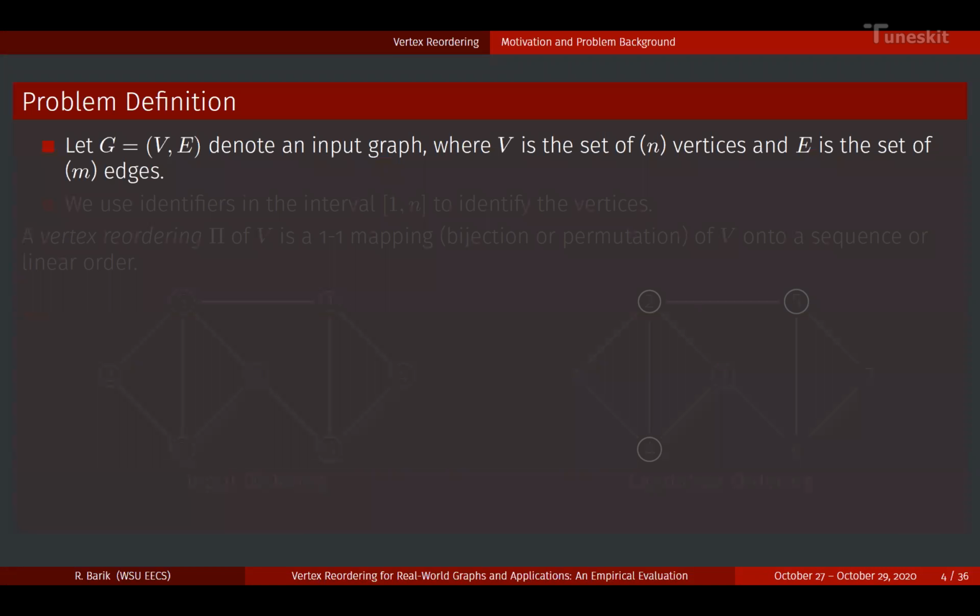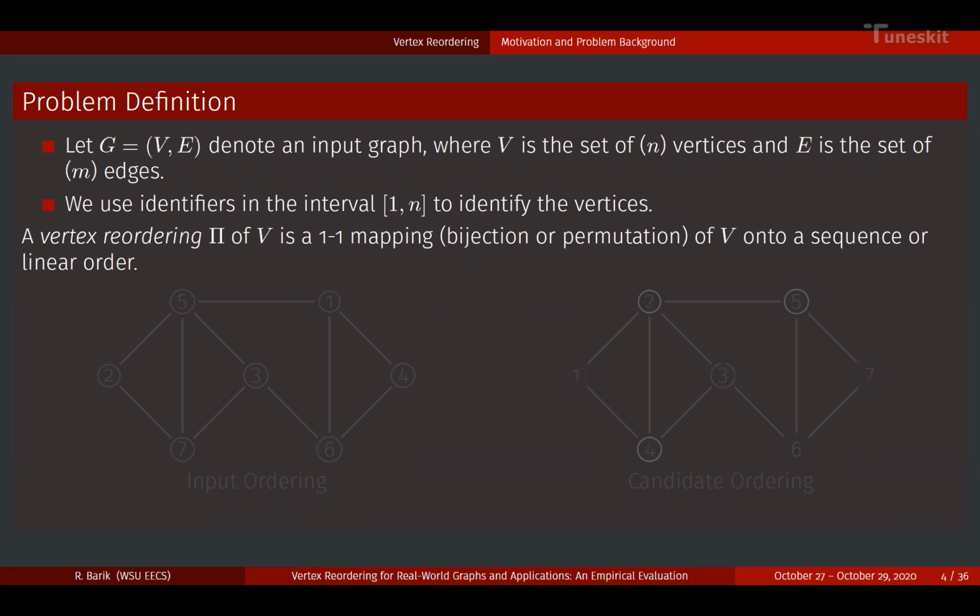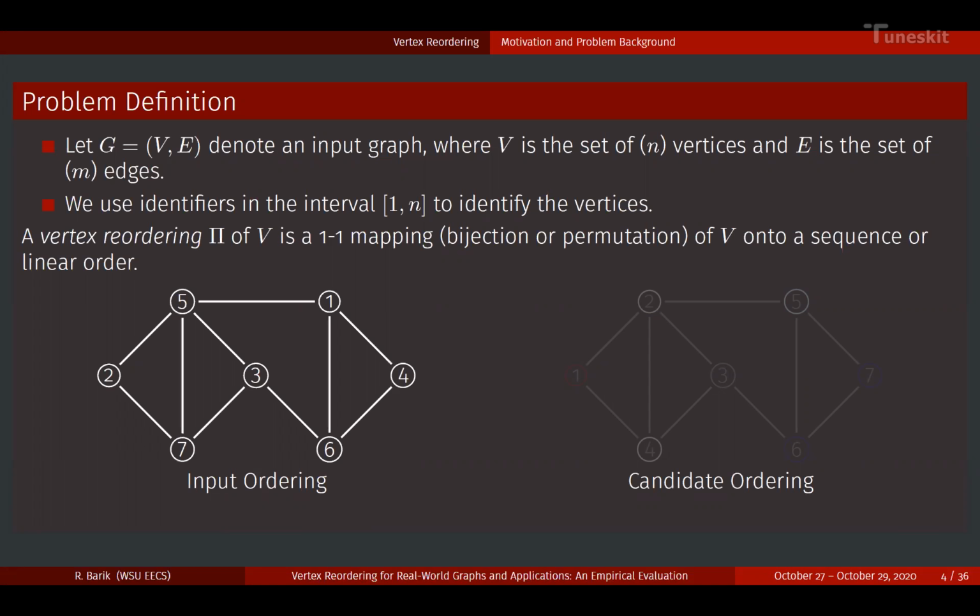Given a graph G with vertex set V and edge set E, we identify vertices by indexing them from 1 to n. Then a vertex ordering pi of V becomes a one-to-one mapping of the vertices to any linear order of 1 to n. We have an input ordering.